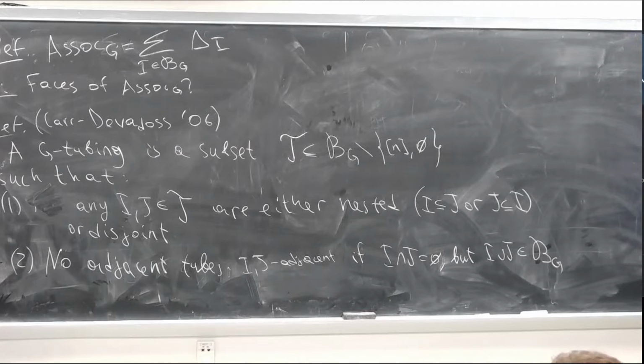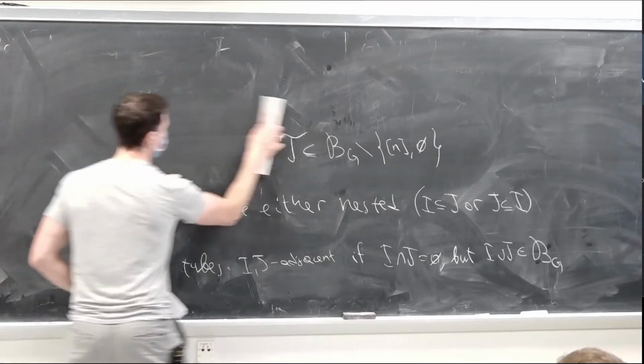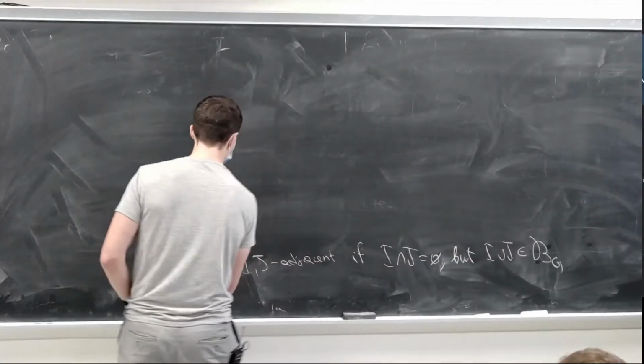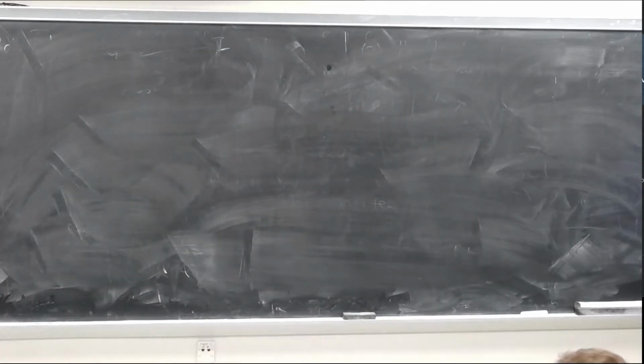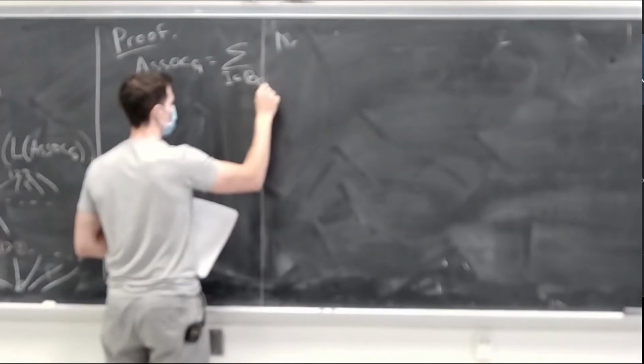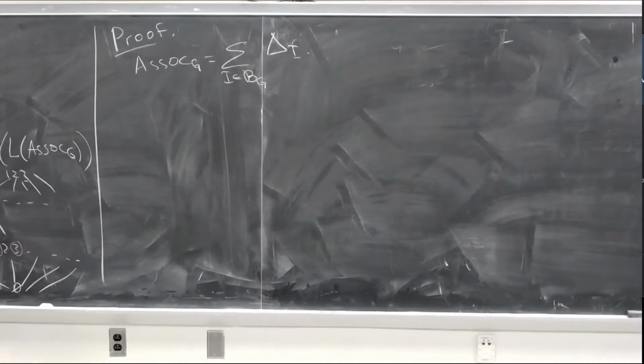All right. I'm going to erase the notion of a G-tubing. Let me try to prove it. We have the definition: the associahedron is the Minkowski sum over all connected subsets of the corresponding simplices. How do I find, let's say, a vertex of this polytope?